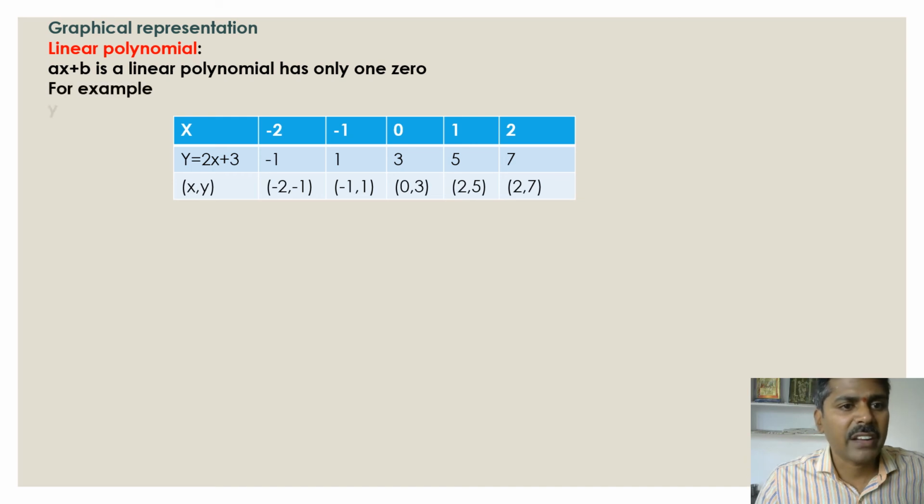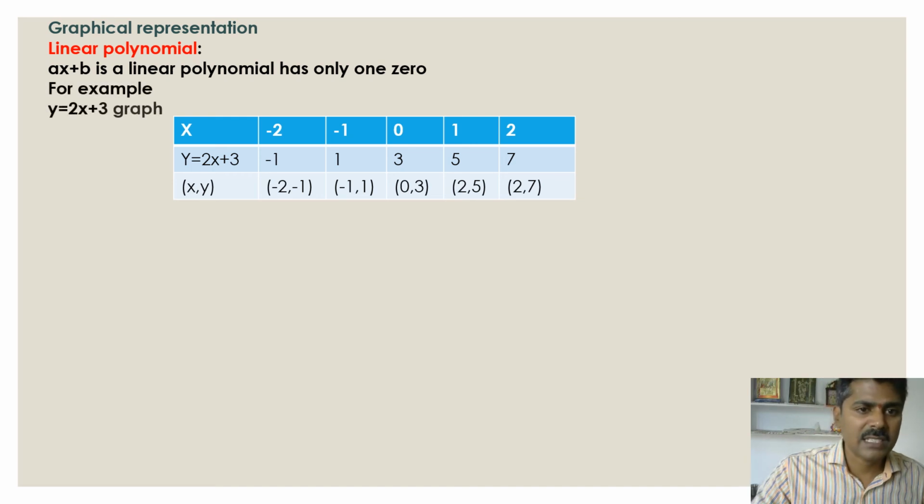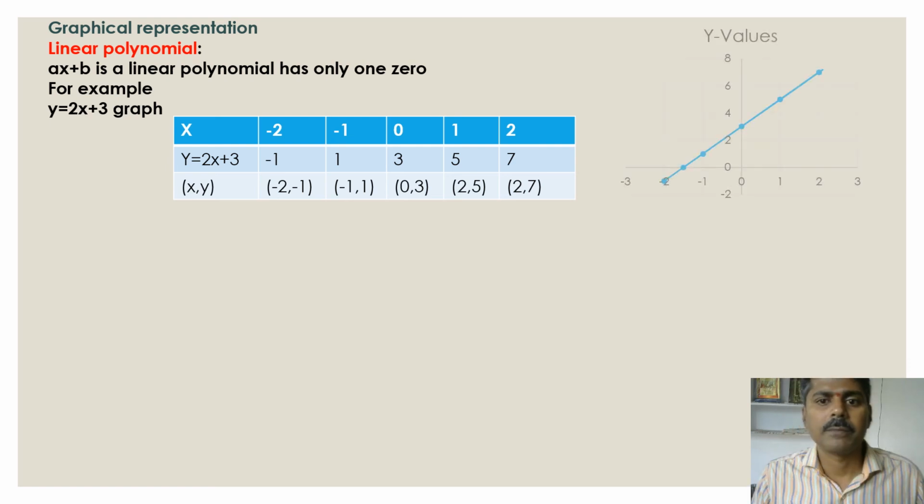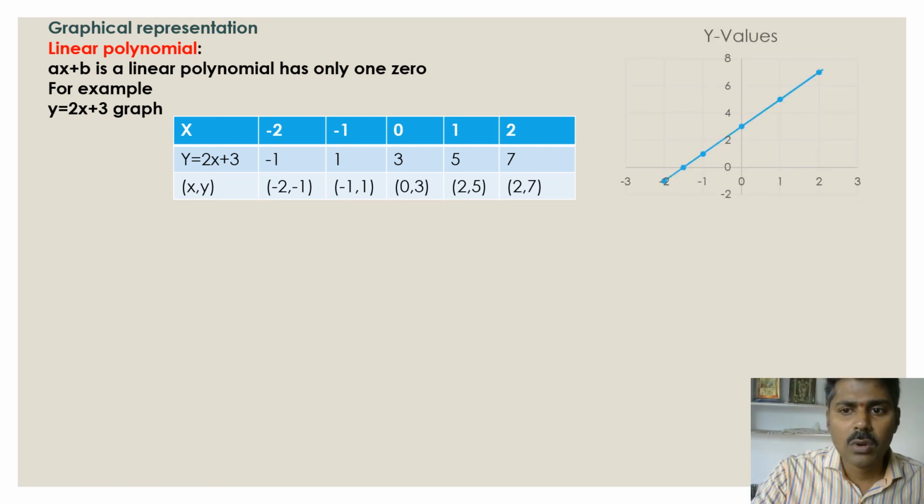So for example, if I take the polynomial y equal to 2x plus 3, first I have to take all the values like this. First, in the place of x, I substituted minus 2. I got minus 1 as the value of y. Then the point is minus 2, minus 1. Similarly, minus 1, 1; 0, 3; 1, 5; 2, 7. If you draw the graph for this, then I will get it like this. I have taken minus 2, minus 1, and 0, 3, and minus 1, 1, and 1, 5, and 2, 7.